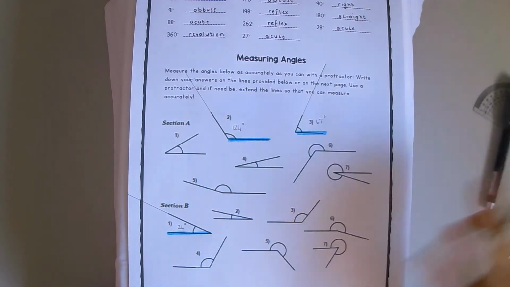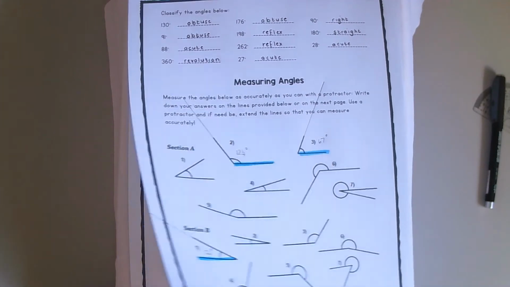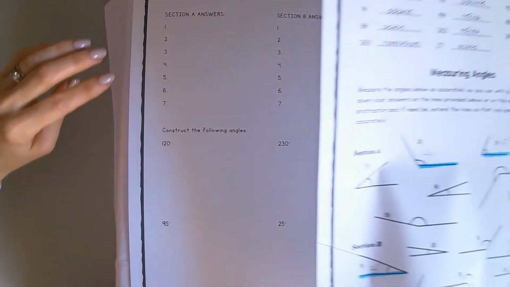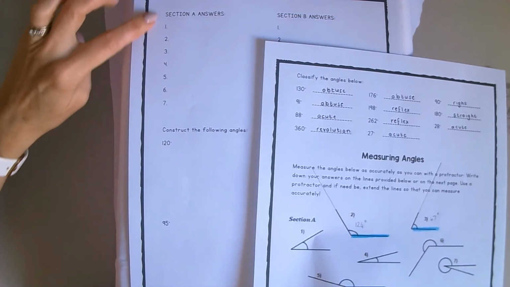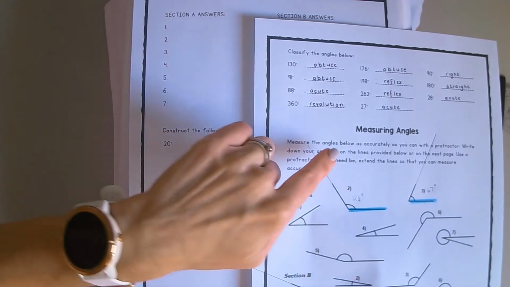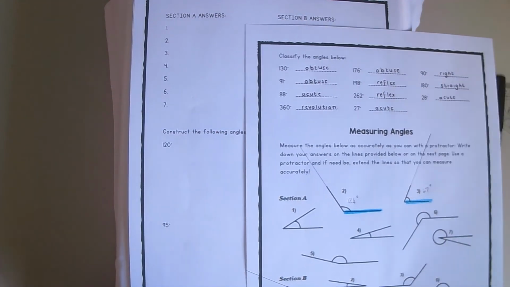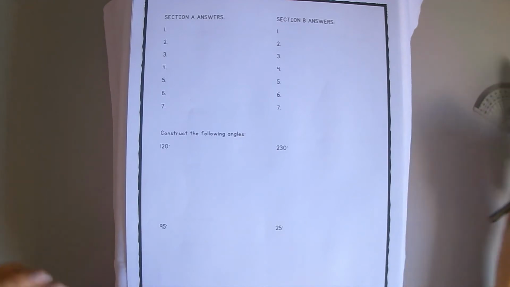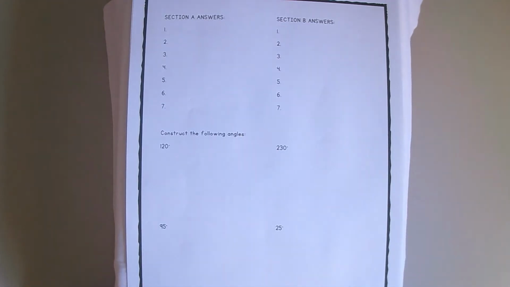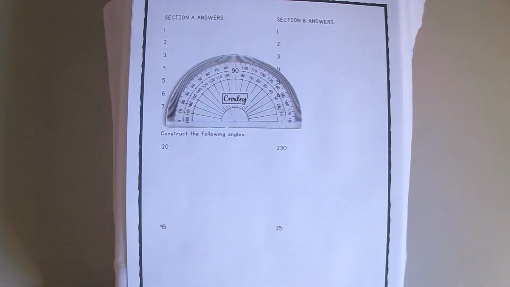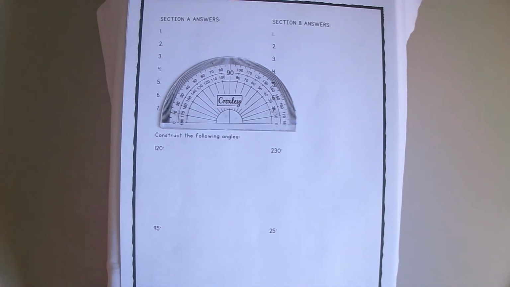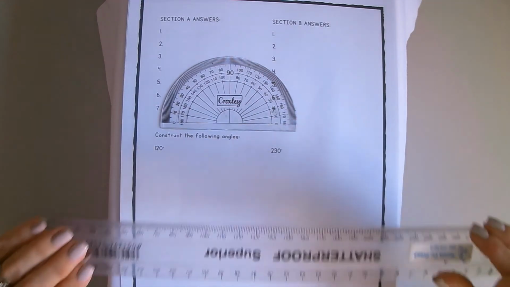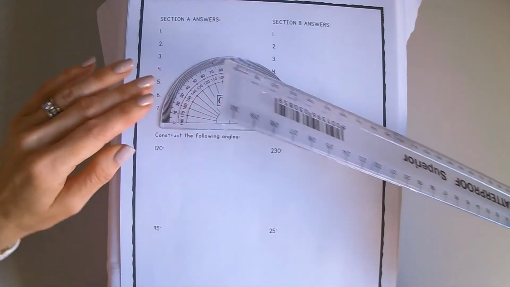Okay, all right, so that is that part, and this follows on with this. So here are your answers. This is where you're going to write your answers for this section over here. We're just going to do 2 of these ones, and this is going to show you how to construct angles. What you need is a protractor and a ruler, which I have misplaced. No, here it is. So we need the 2 things: a ruler and a protractor.